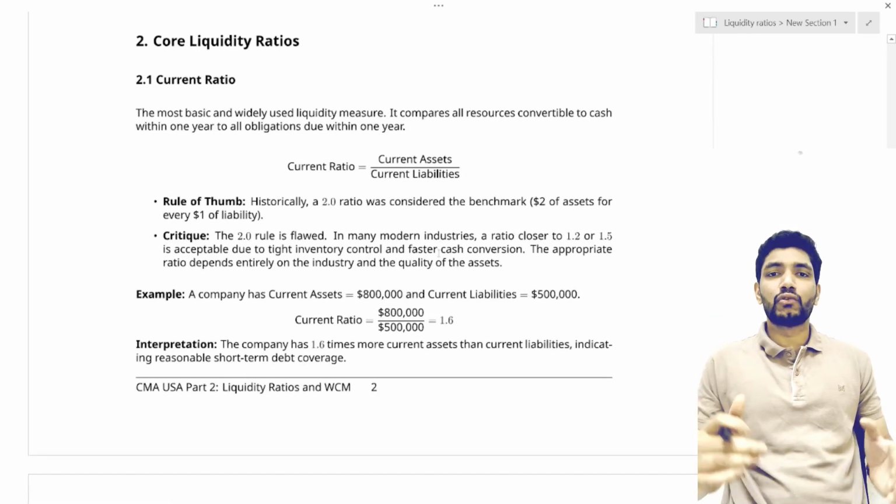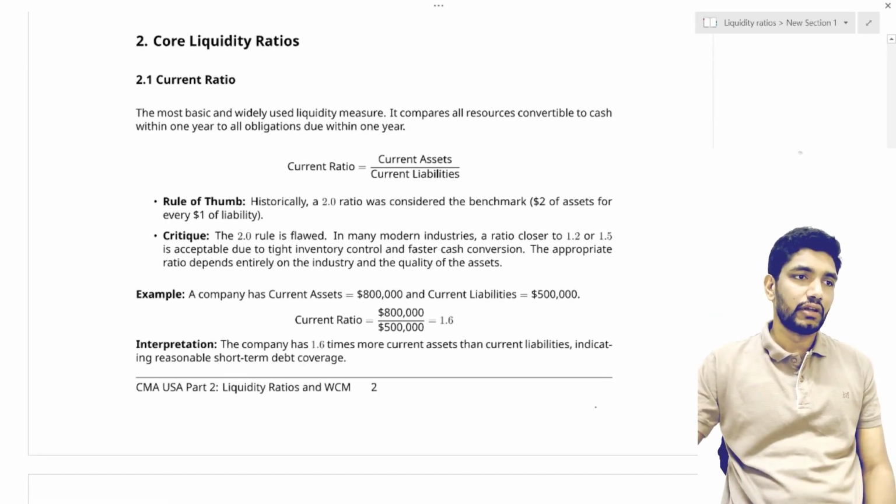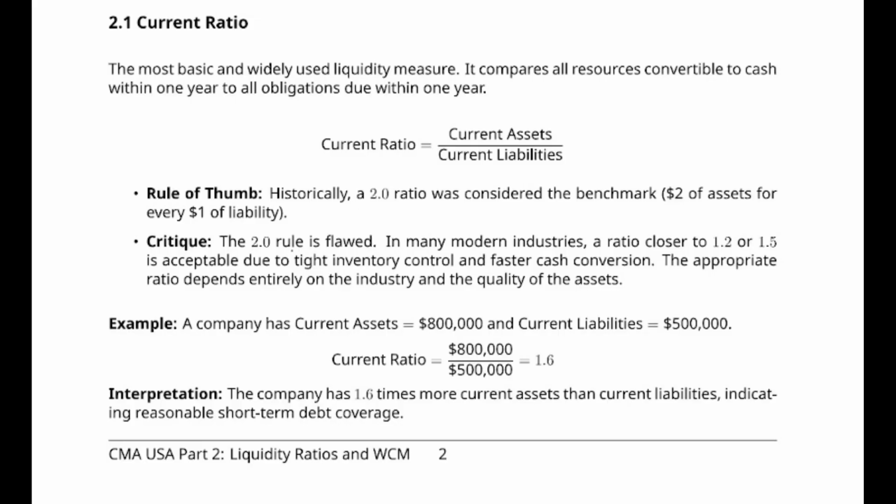So let's move into core liquidity ratios. The first one is current ratio. Current ratio is a very basic ratio which is measuring the proportion between current assets and current liabilities. So the formula for current ratio is current assets divided by current liabilities. Again, it is comparing our total current assets with the current liabilities.